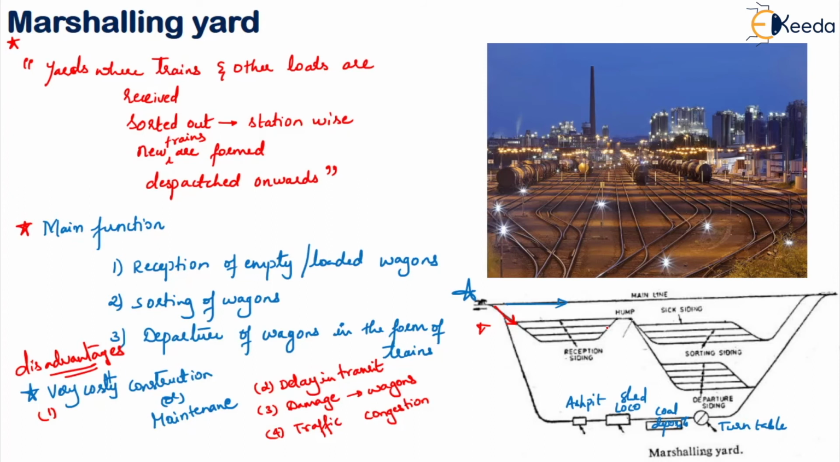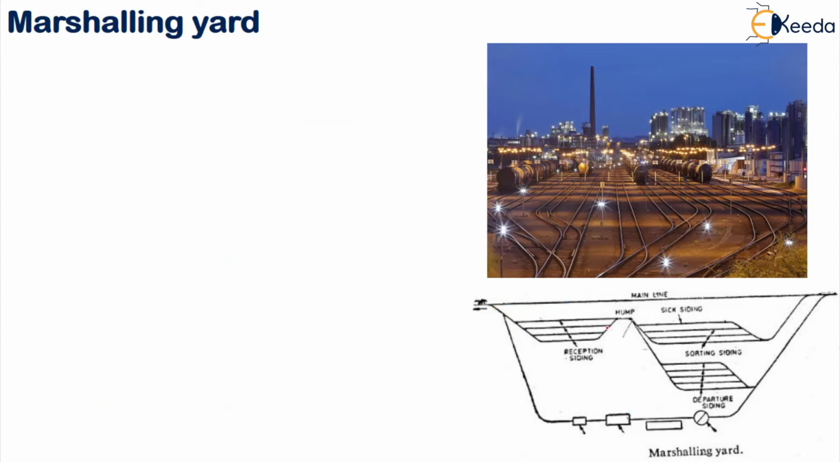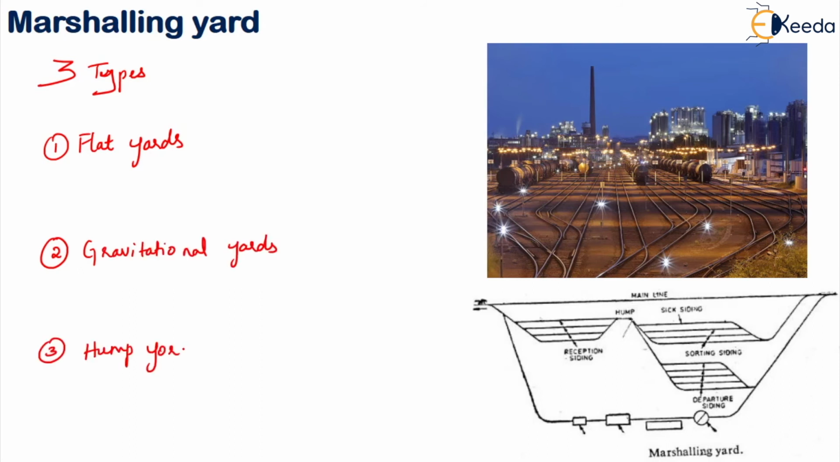Now these marshalling yards are of three types. How many types? Three types. The first one is flat yards, the second one is gravitational yards, and the third one is hump yards. Now what are flat yards? These yards are laid on horizontal ground, and the entire space of the yard is almost on the same level. Right? They are on horizontal ground or the same level throughout the yard.